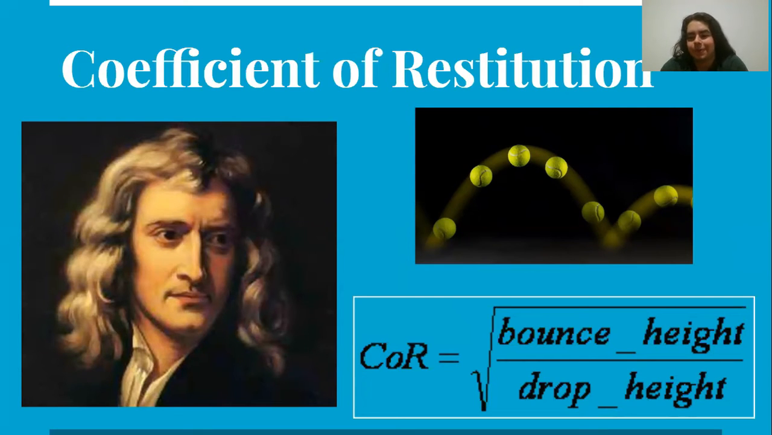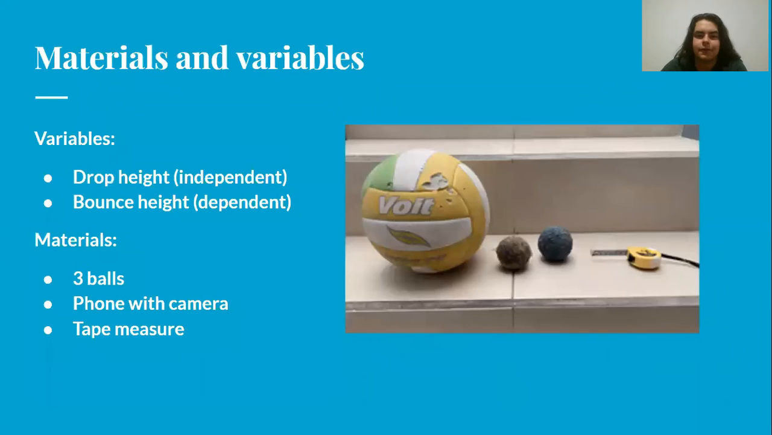To provide an example, a tennis ball doesn't bounce as high when you drop it on grass as when you drop it on concrete. So to calculate this, we have the formula that you can see on screen. This formula was used throughout this experiment to get our results, and the coefficient of restitution is basically the bounciness of the ball.